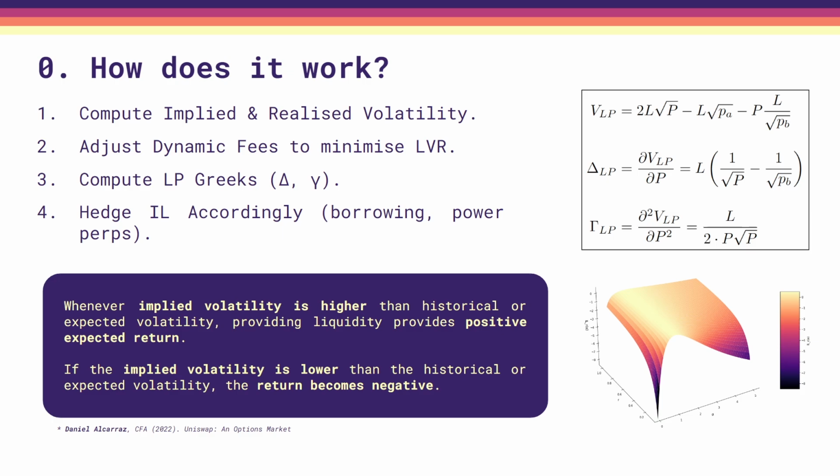And with that, we attempt to devise a simple model that dynamically readjusts the fees with a discount factor based on volatility risk premium and the aforementioned parameters. This is because whenever implied volatility is higher than historical or expected volatility, providing liquidity yields a positive expected return. However, if the implied volatility is lower than historical or expected volatility, the returns become negative.